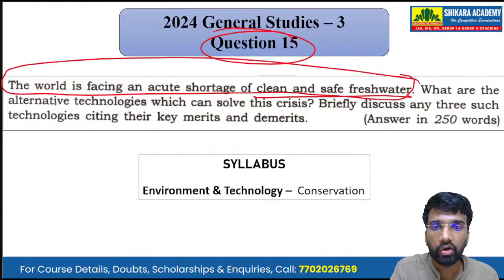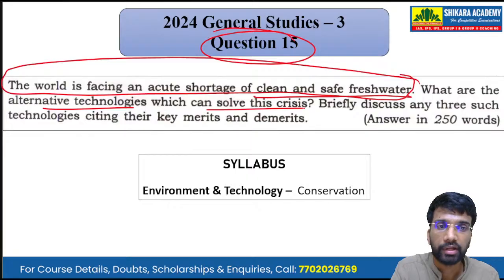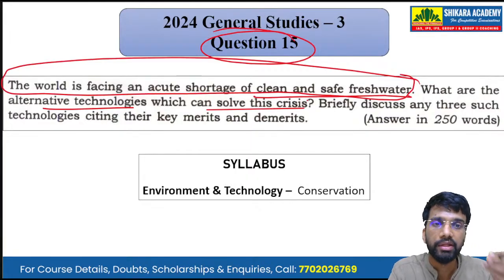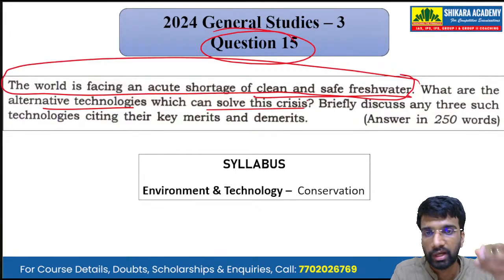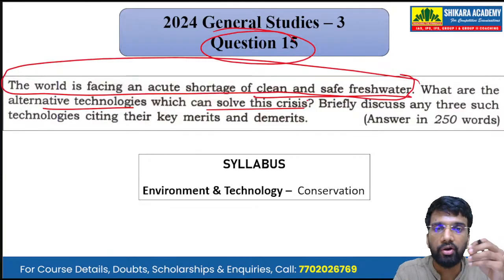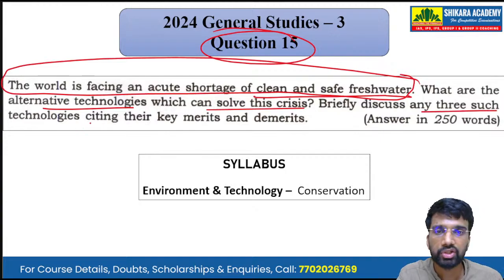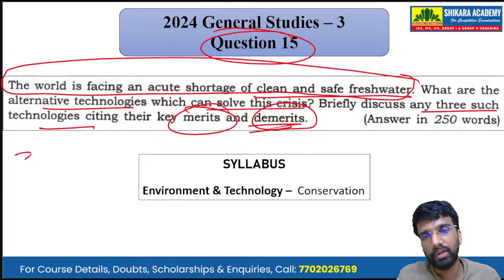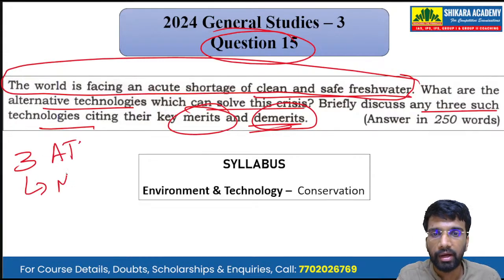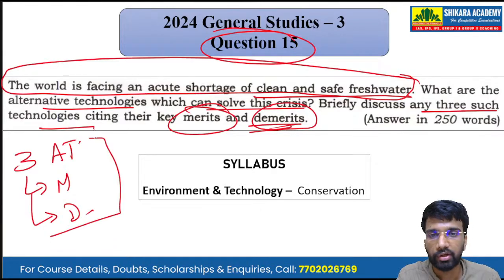Then, what are the alternative technologies which can solve this crisis? What crisis? The acute shortage of clean and fresh water. This is the crisis. What alternative technologies can solve this? We have to briefly discuss any three such technologies, citing their key merits as well as demerits. So, here we have to write about three alternative technologies, their merits and demerits. So the structure of the answer should be like this.